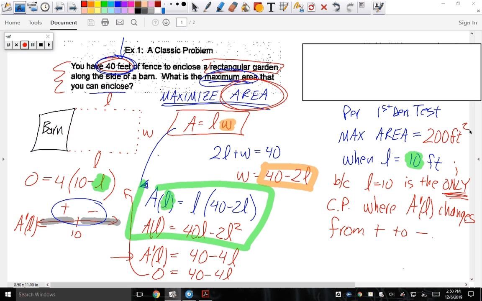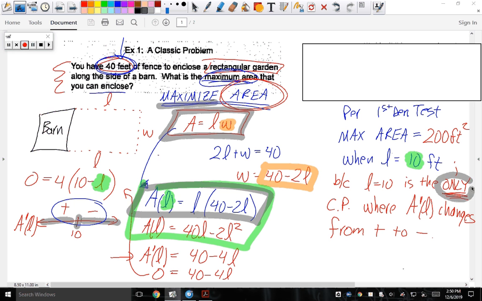Okay? So let's talk through it. We established what equation we were trying to work with. We got it in terms of one variable. We knew that we were going to maximize it, so we took the derivative, found the only critical point that existed, and we verified that it was positive to negative. And if you do it this way, you must mention that it's the only critical point that exists, and that it does change from positive to negative. Okay, so this would be the absolute max.